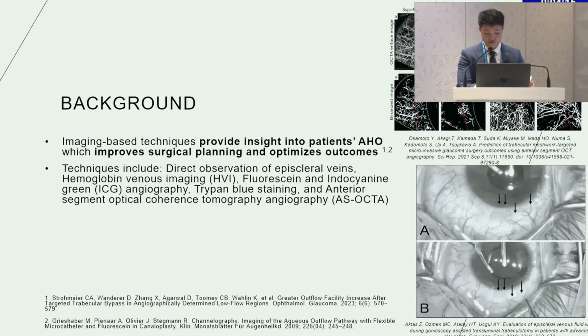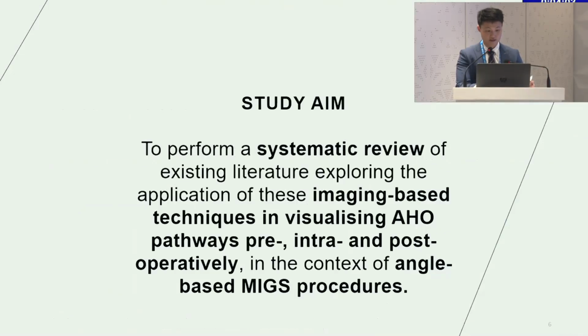Recent advances in ophthalmic imaging, including anterior segment OCT angiography, fluorescein angiography, and hemoglobin venous imaging, offer promising opportunities to assess aqueous outflow pathways and improve surgical planning and outcomes. As such, our study aims to systematically review the existing literature on the use of imaging-based techniques to visualize aqueous humor outflow pathways at all 3 stages of surgery, including pre, intra, and post-operatively.